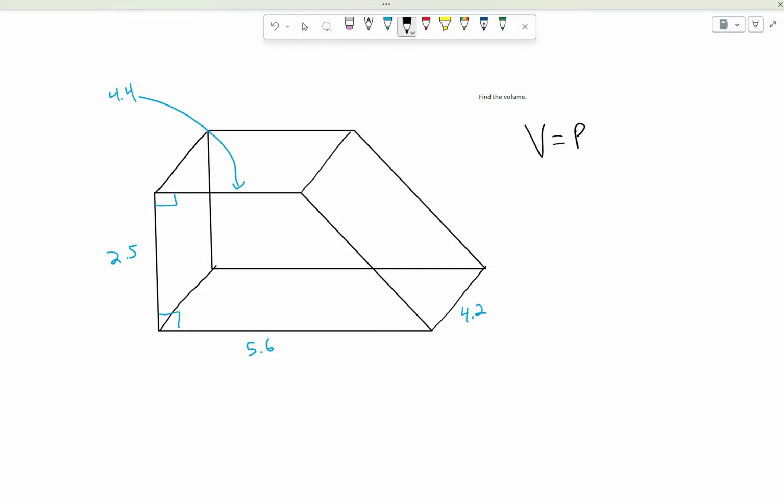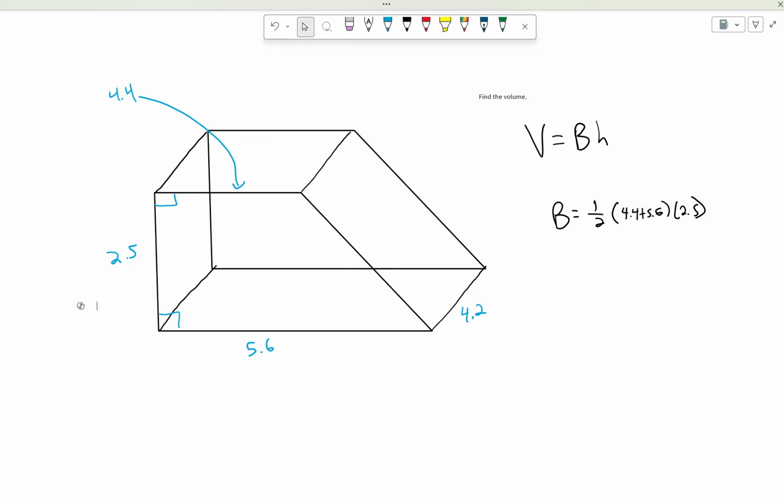V is equal to capital B times H. Now, the area of the base is the area of a trapezoid. Remember, it's going to be 1/2, and we take the average of the parallel sides, which are 4.4 and 5.6. And then we multiply that times the height, which is 2.5. We don't care about this other length just yet. It's the height of the trapezoid itself.